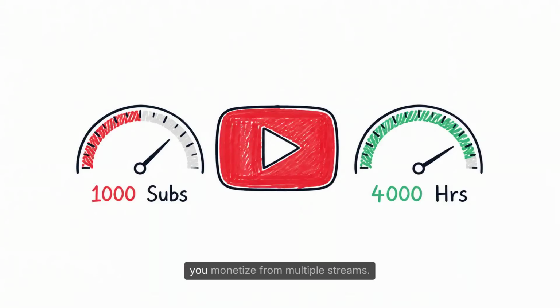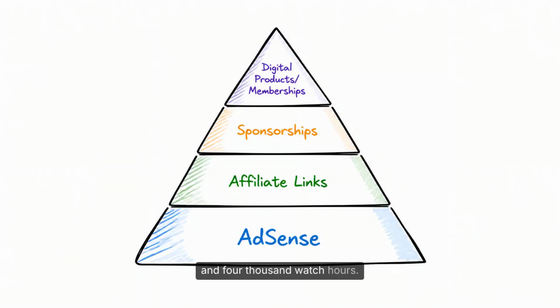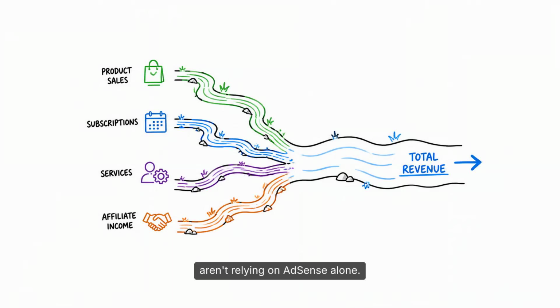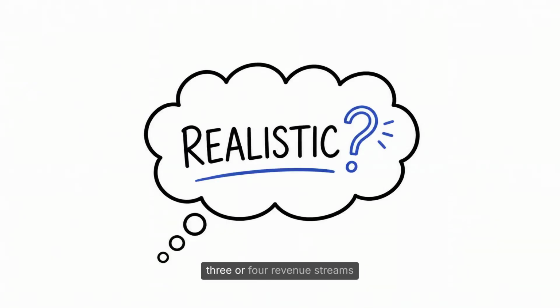Step 5. You monetize from multiple streams. AdSense gets activated at 1,000 subscribers and 4,000 watch hours. That's your baseline. But you layer on top of it affiliate links in every description from day one, brand sponsorships once you hit 10,000 subscribers, digital products, channel memberships. The channels that scale to $10,000 a month aren't relying on AdSense alone. They have 3 or 4 revenue streams working simultaneously.